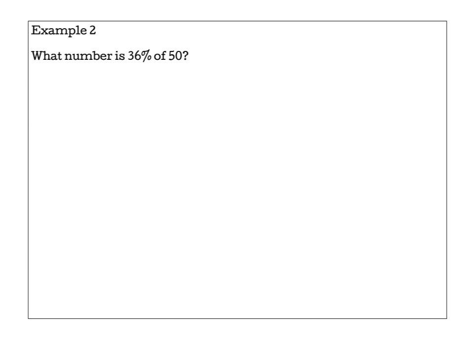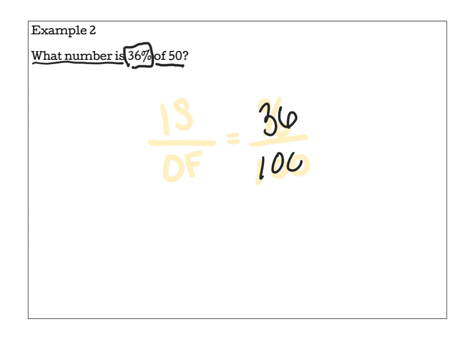So this one says, what number is 36% of 50? Well, I'm always going to start by writing my is over of equals my percent over 100. And now I'm going to fill in my questions. So it says, what number is? Okay, I have my percent, 36% of 50. Well, 36% right there, boom. And I know my 100 always stays. I know of 50 right there, of. And is, well, they're asking me, so I'm going to put a variable x.